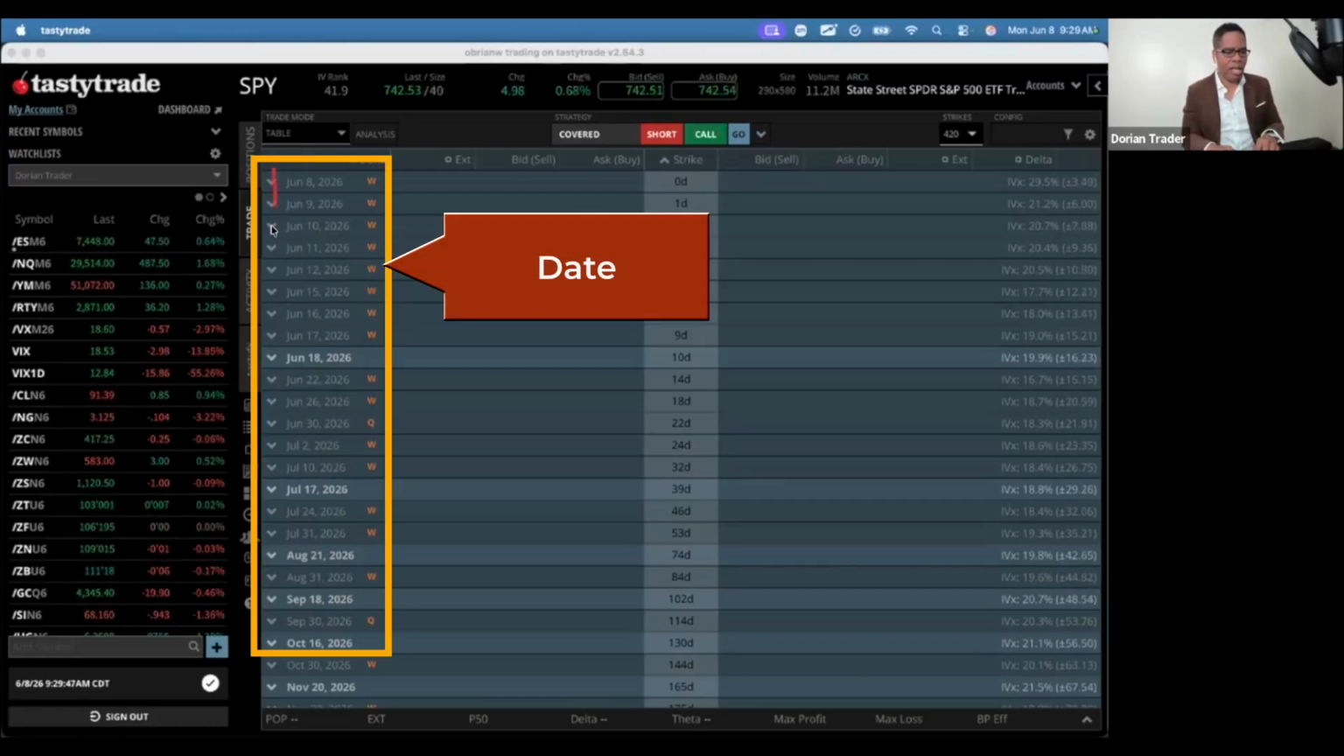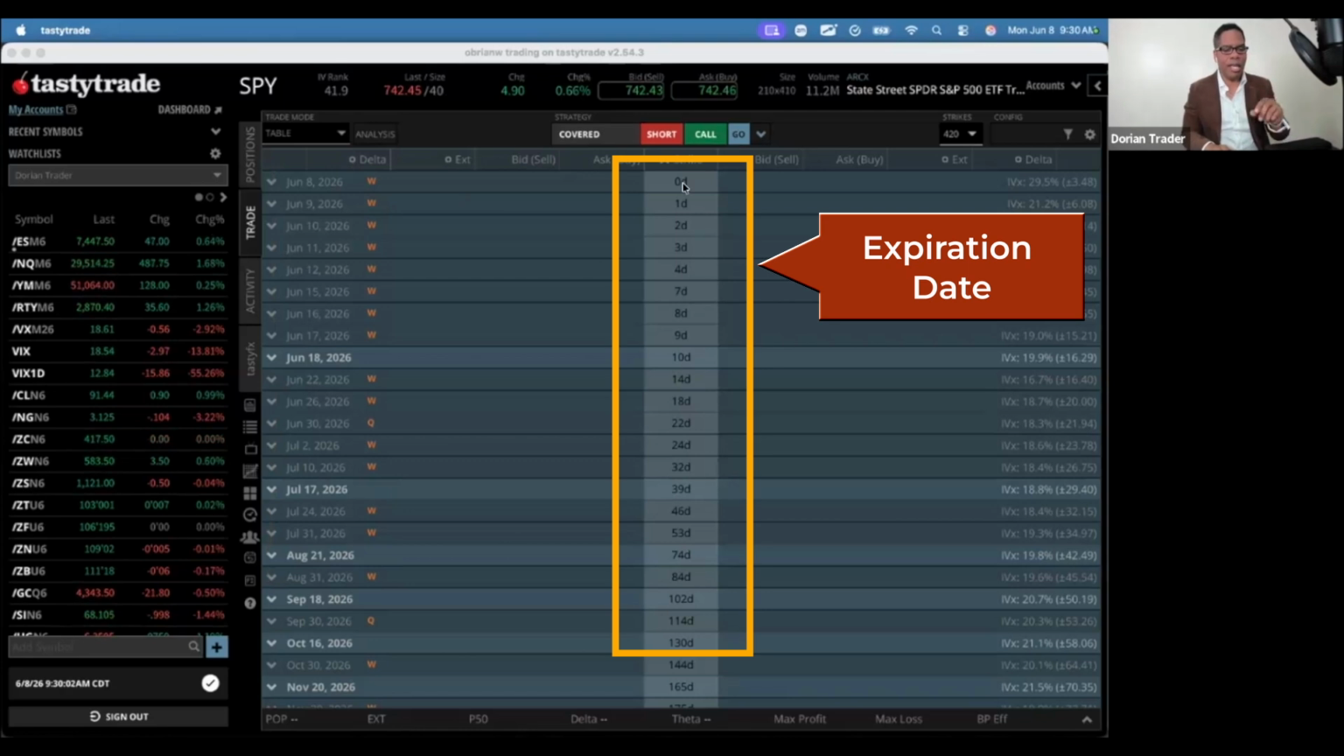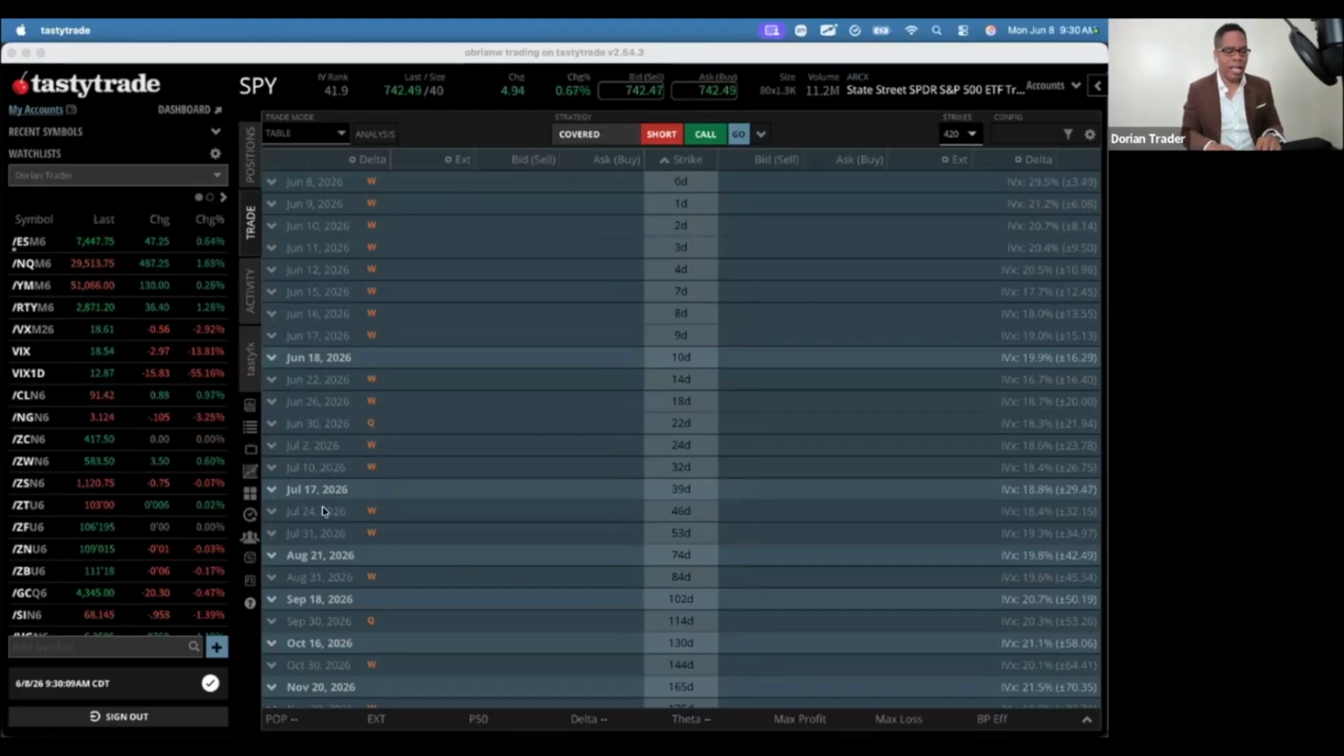You're going to have these dates down the left-hand side. This is on Thinkorswim. This is on, obviously, Tasty Trade, which you're looking at now. It's on Interactive Brokers. It's some form of this, if not exactly like this. Then down the middle, you're going to have these numbers, these days to expiration. For example, here we have July the 17th, 2026, and that is 39 days from now. That's why they're having that there.